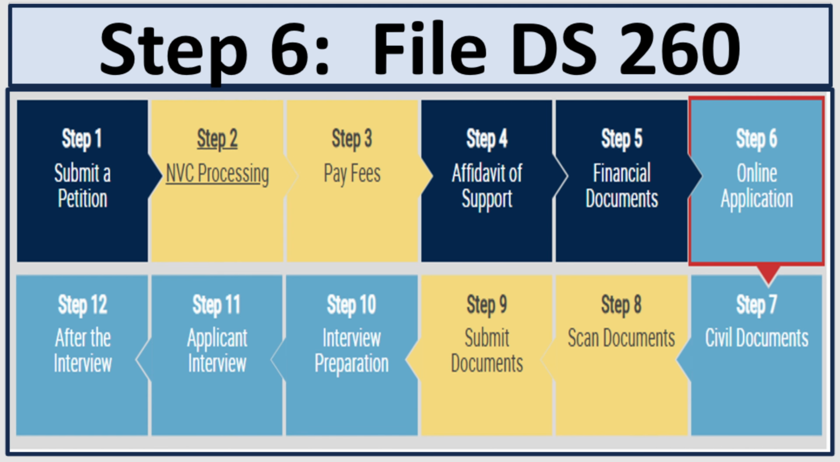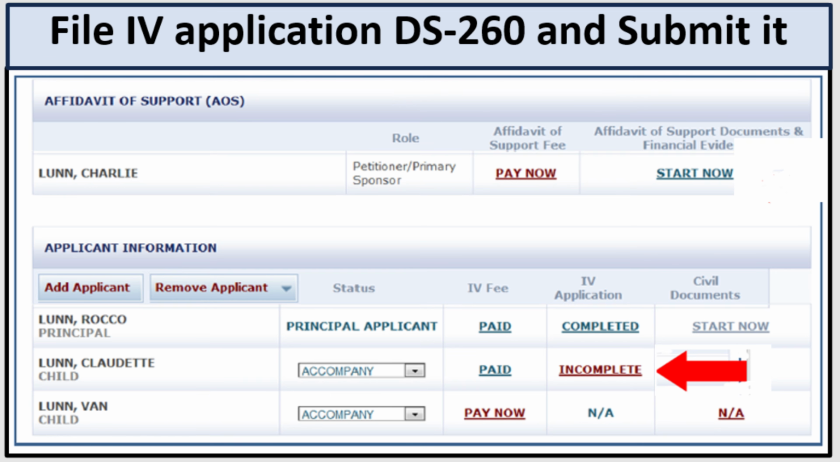Now, step 6, file DS-260. You must now file the IV application DS-260 and submit it. It's going to say right here for this one is incomplete. If you click on it, the DS-260 application will open, and then file it. I have a good video on how to do that if you want to watch it as well on my channel.